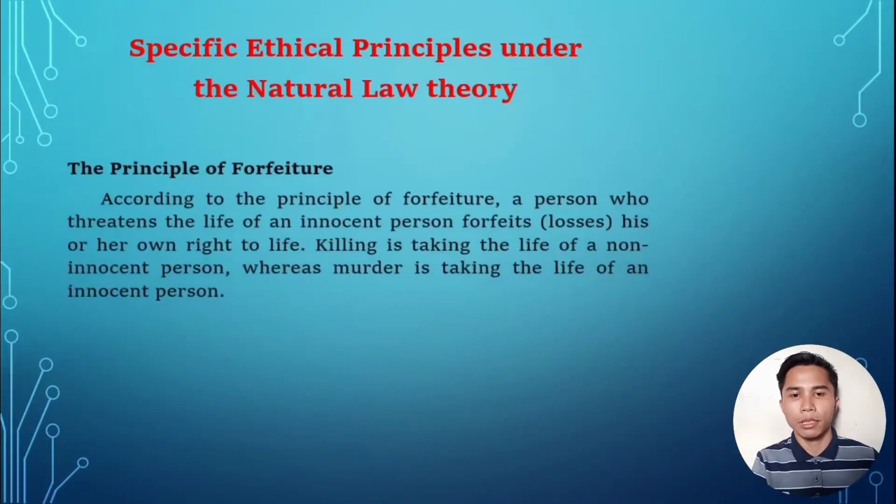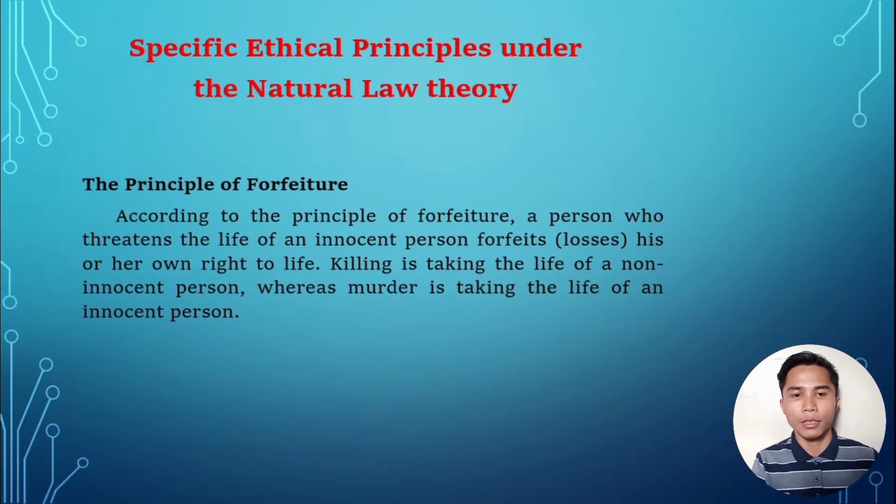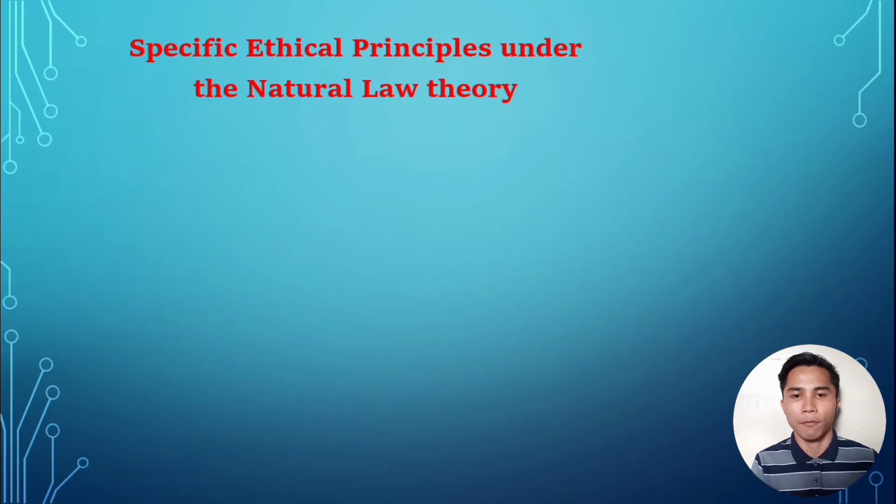The third principle is the principle of forfeiture. According to the principle of forfeiture, a person who threatens the life of an innocent person forfeits or loses his or her authority to life. Killing is taking the life of a non-innocent person, whereas murder is taking the life of an innocent person. So even though you might have to kill your would-be assassin, they have forfeited their innocence by unjustifiably threatening your life. They lose their own right to life by threatening your life.